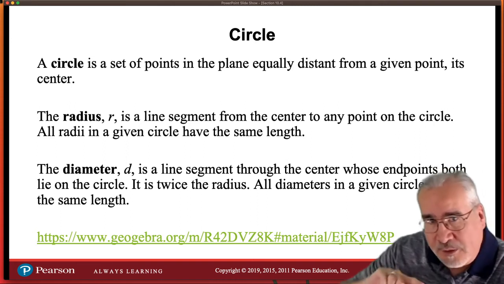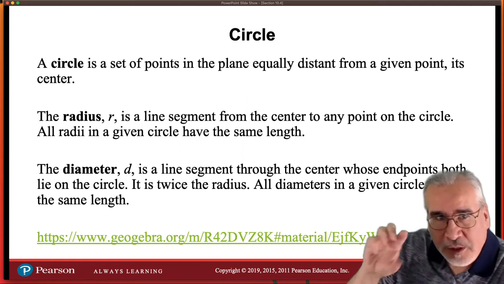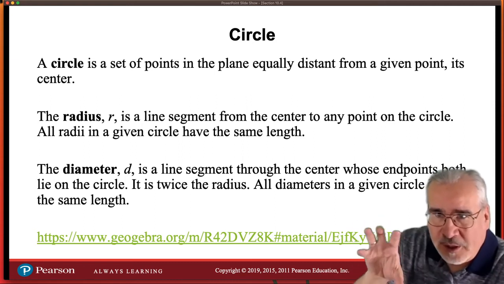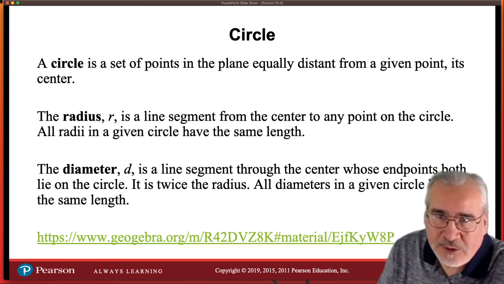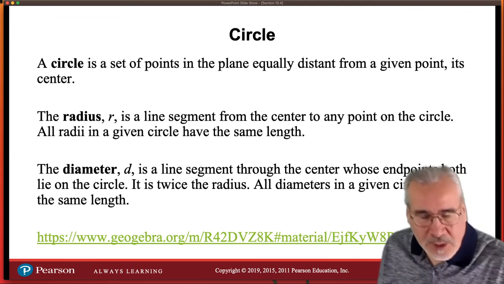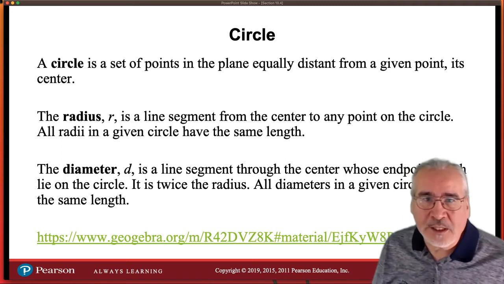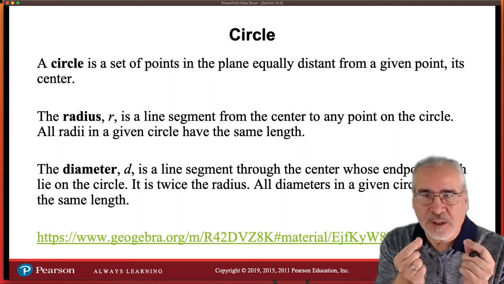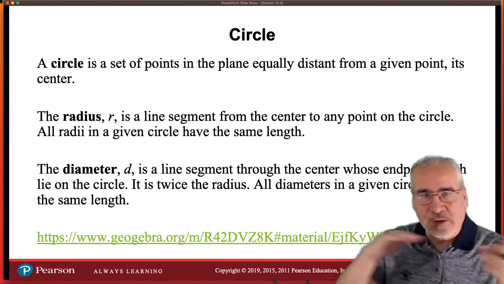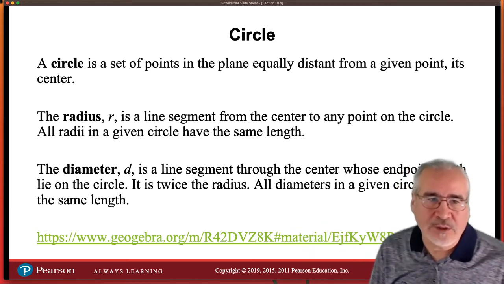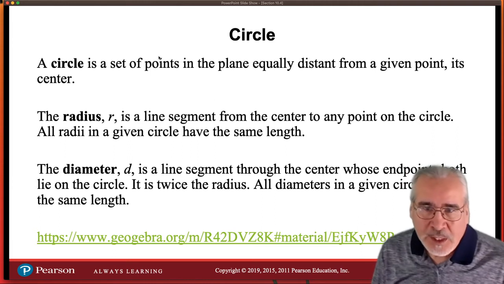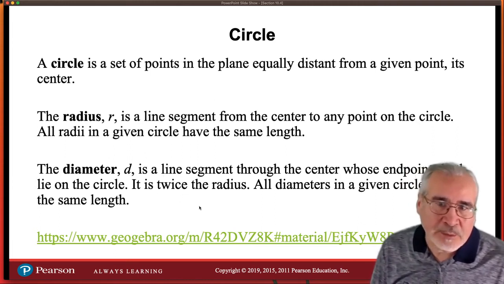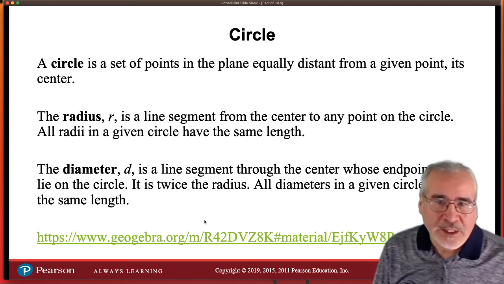So a circle is a set of points, we're kind of familiar, that has a center point. So there's a center, and then the points around it are all equally distant. We talk about two things: the radius, which is from the center to the outside, and we'll show you a picture in a moment, and the diameter, which is all the way across the circle. So a radius is half a diameter. A diameter is twice the radius.